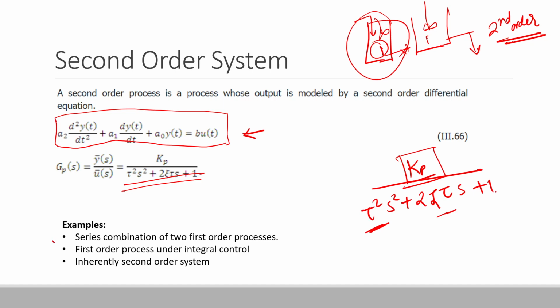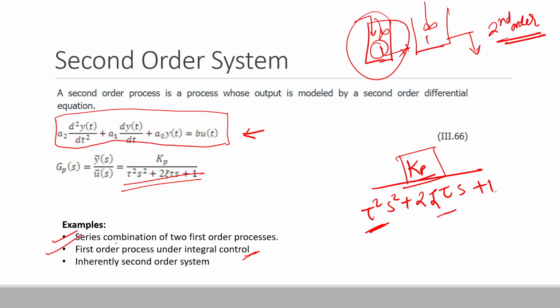Then another example will be a first order process under integral control. Later in the course we will study these types of controllers, that is proportional controller, integral controller, derivative controller, where we will study that if we apply an integral control to any given system, the order of the system increases by 1. So if we apply integral control to a first order system, let's say for example a level control, then that system will become a second order system. Its order will increase by 1.